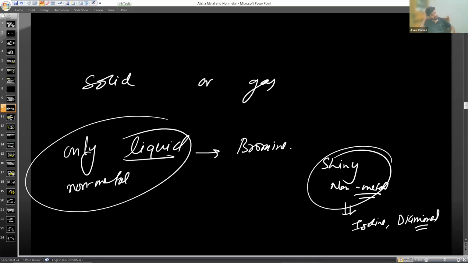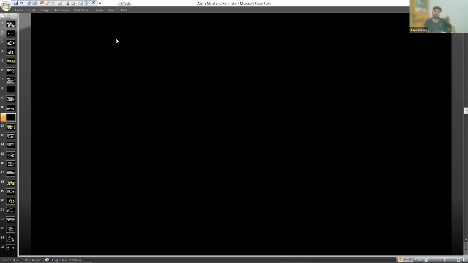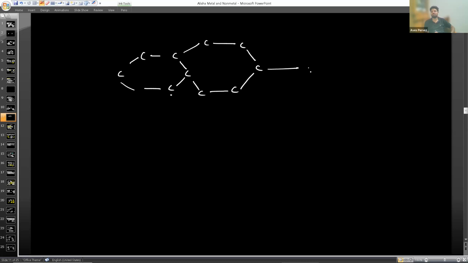We can say that it is an allotrope of carbon. We'll understand what an allotrope of carbon is. Actually, in carbon, if atoms are arranged in different patterns, they start showing different properties. Like for example, in graphite, carbon atoms are arranged in hexagonal arrays like this.